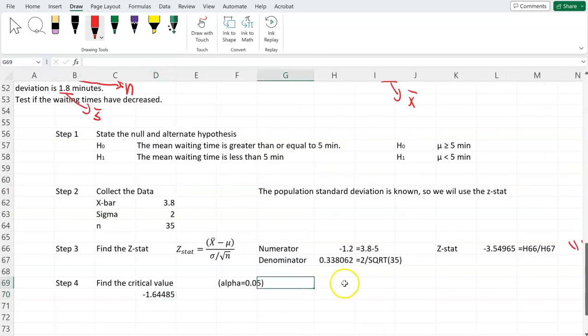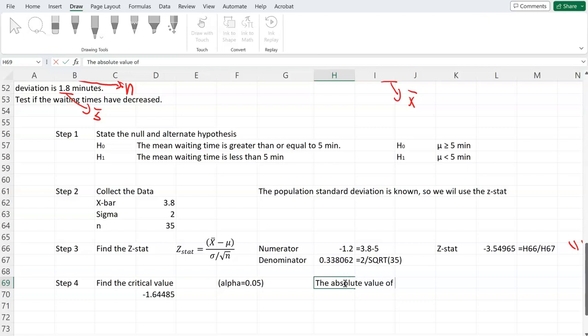So in our case, again, it's easier just to use the absolute values. So the absolute value of z-stat is greater in magnitude than the absolute value of the critical value of z.